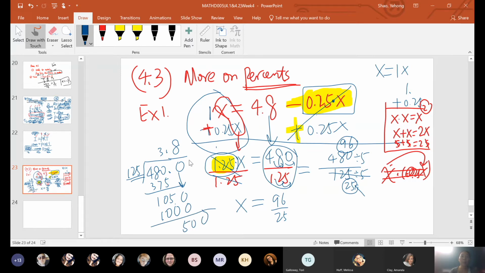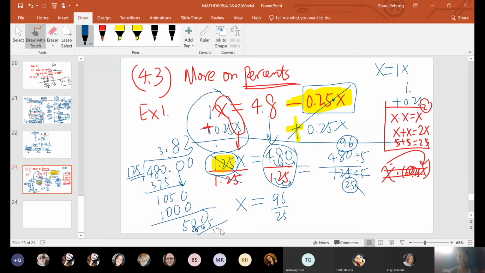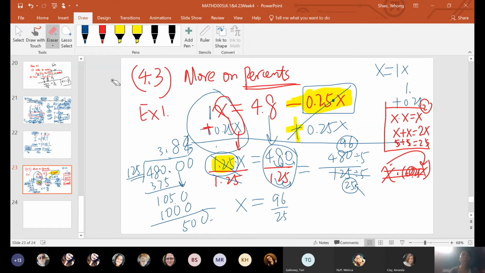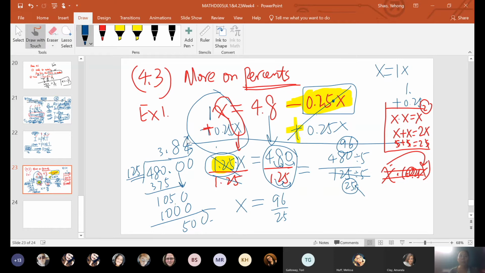And subtracting again, we add 1 more 0. Wait, hold on, that's not 2 times, sorry. 3 times? Again, 3. Oh, that's 4. All right, so yeah, it's exactly 4 times. Sorry. Erase this. So 125 goes into 500 exactly 5 times.